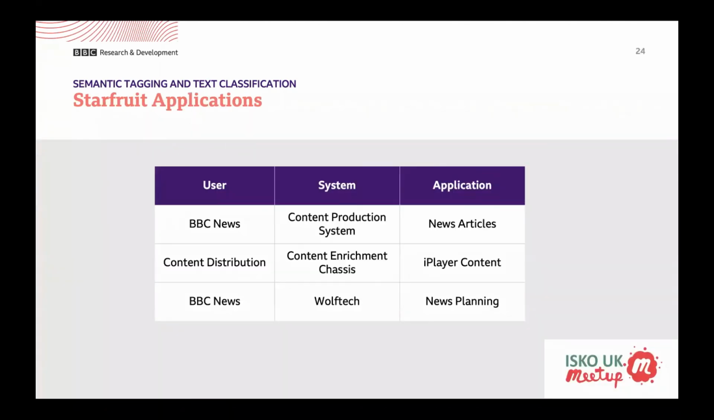And Stairfruit has been really effective for tag suggestion in the content production system, much better than the previous Mango system. And it's also found applications elsewhere in the BBC. So we're not only tagging news articles, but we also use it to tag iPlayer content. So things like the program descriptions and even the subtitles from TV programs can be tagged using Stairfruit.